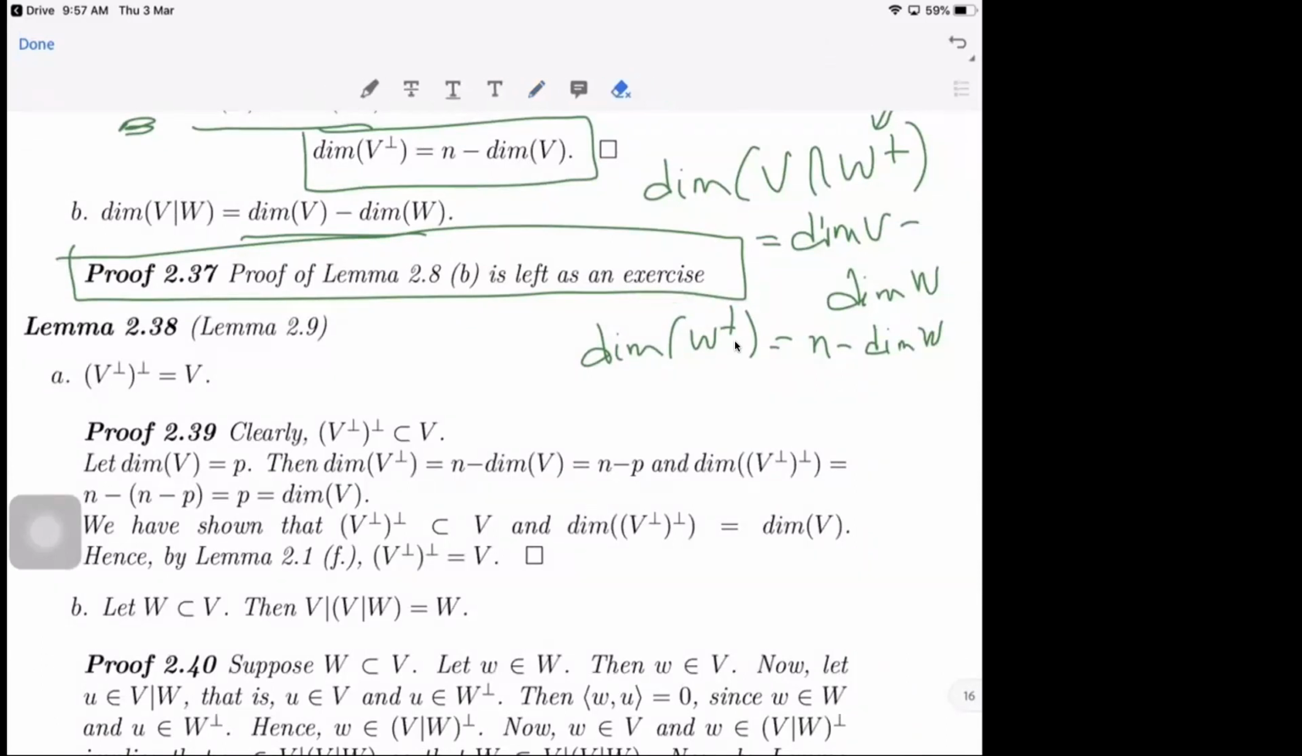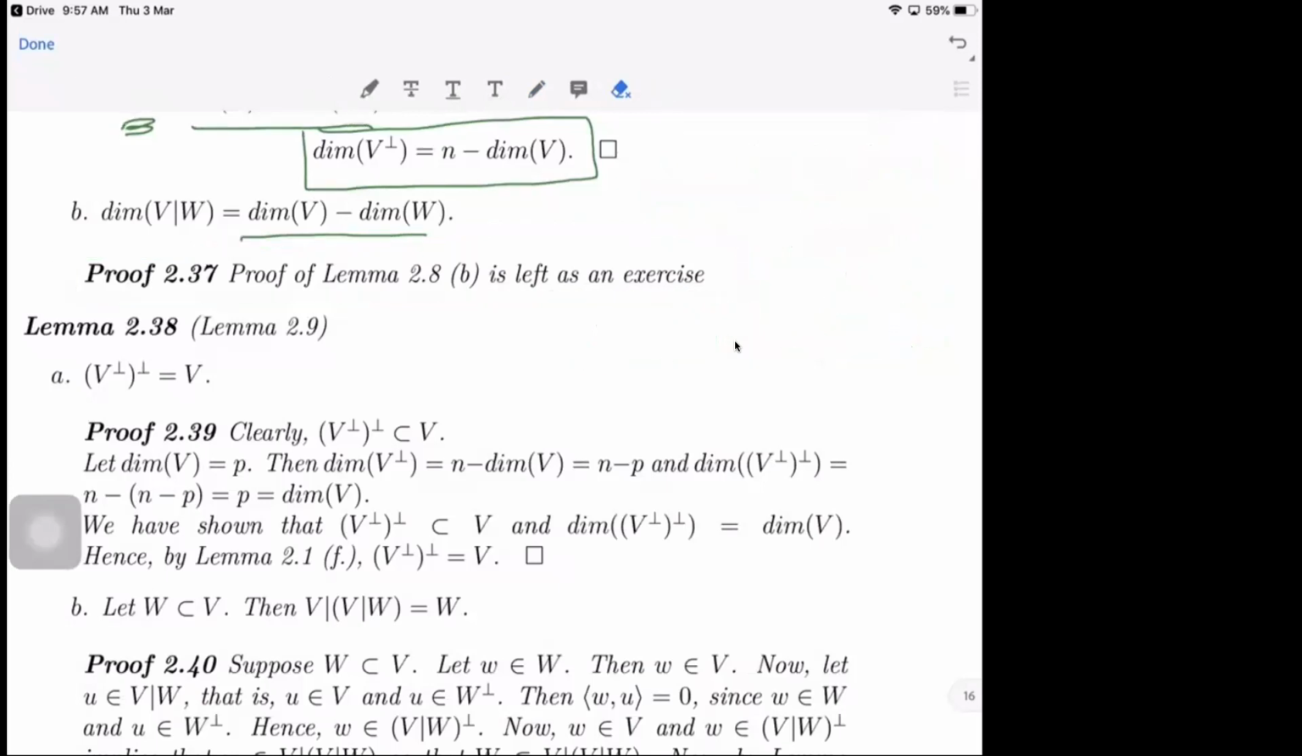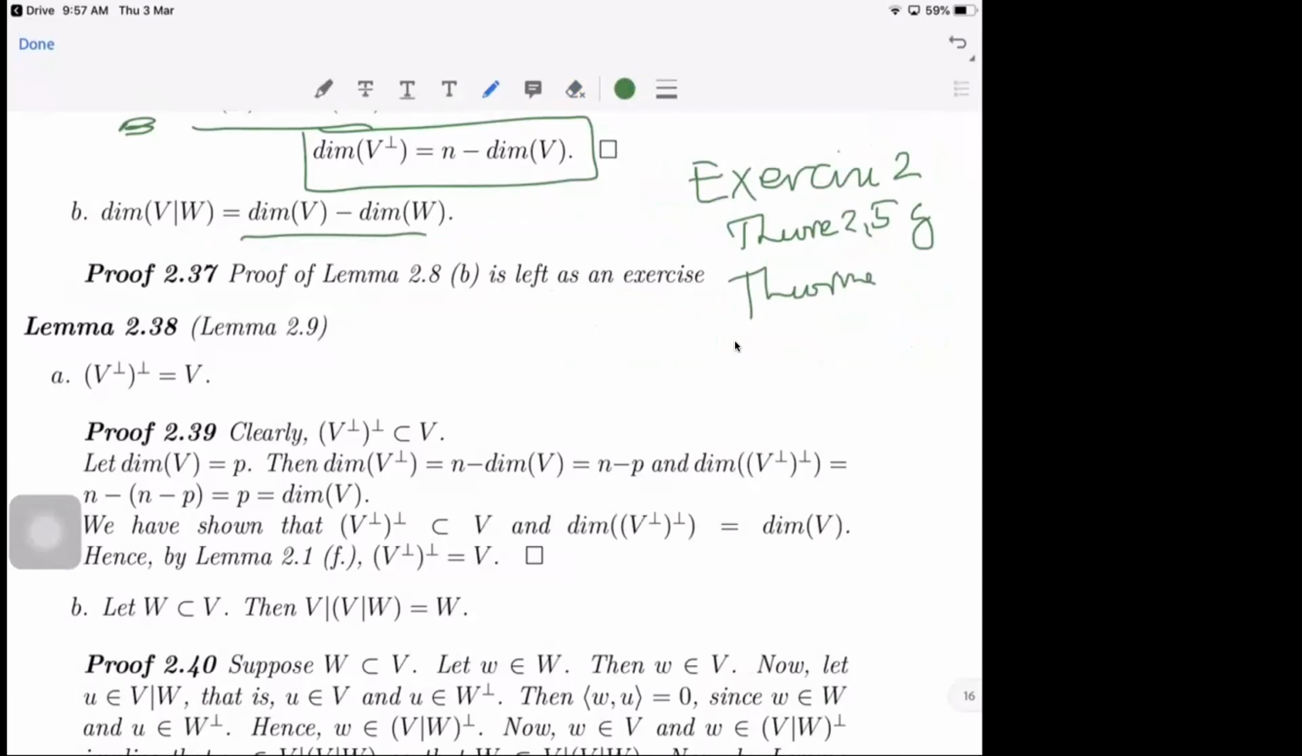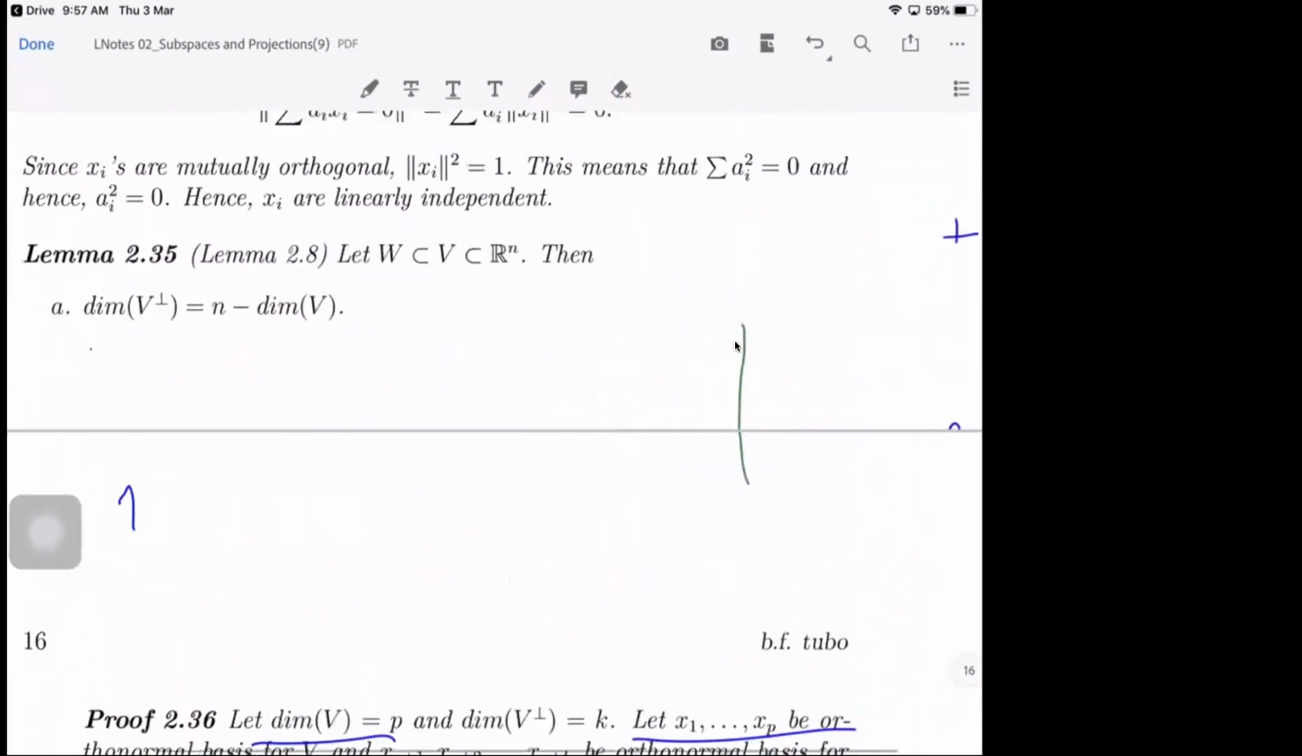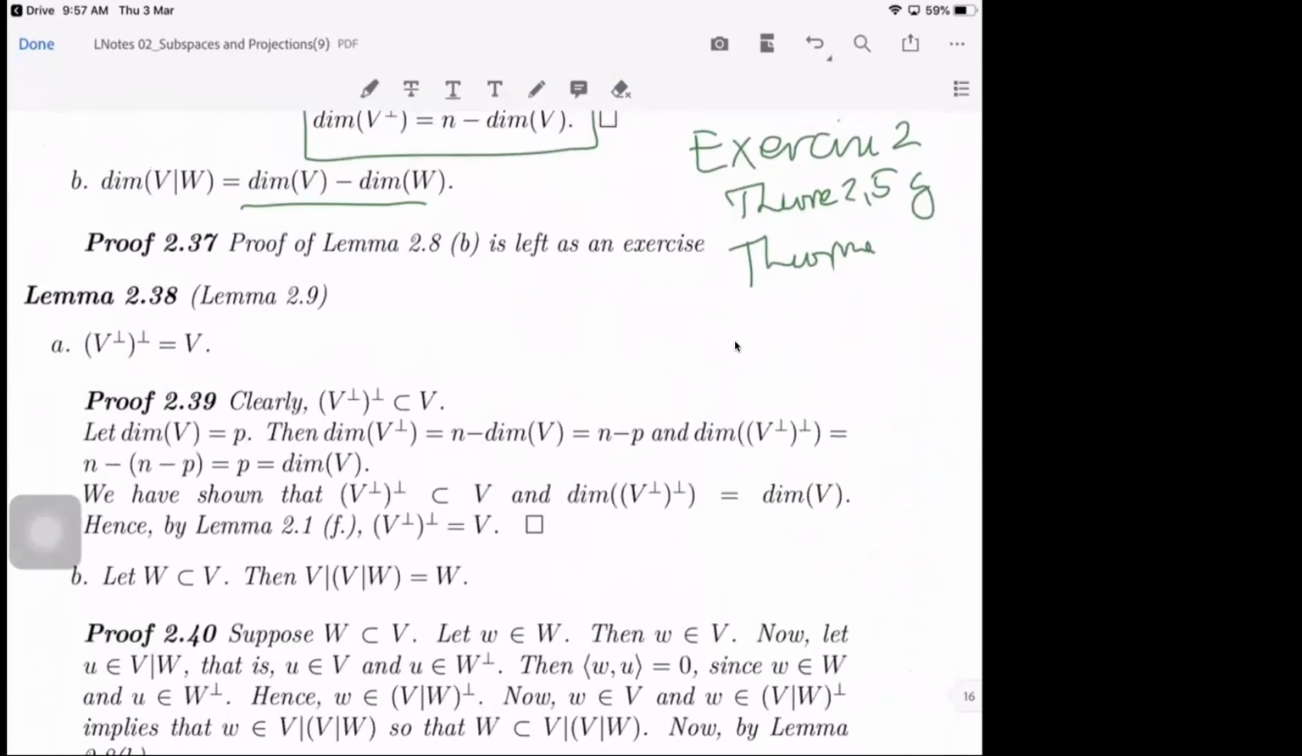this is under exercise 2. So you have two numbers for your exercise 2. Exercise 2 will be theorem 2.5G and theorem 2.8B. Okay, 2.8B. So that is exercise 2. Questions? Am I going too fast?